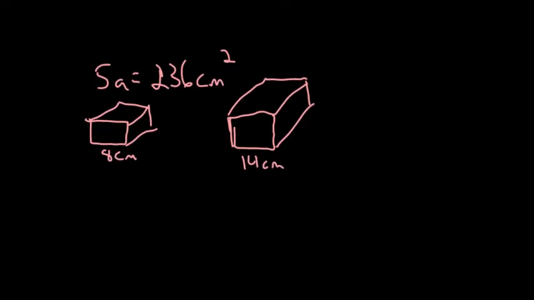Alright, so we have two rectangular prisms here. One has a side length of 8, the other one has a side length of 14. The first one has a surface area of 236. So here again we can set up a ratio. So we could say 8 over 236 equals 14 over some unknown surface area. So we'll just put A for area.